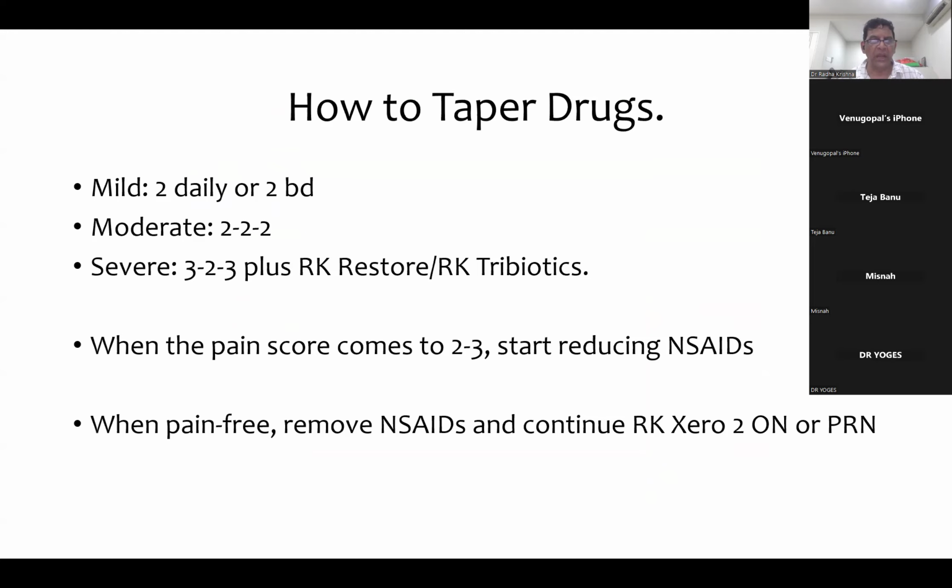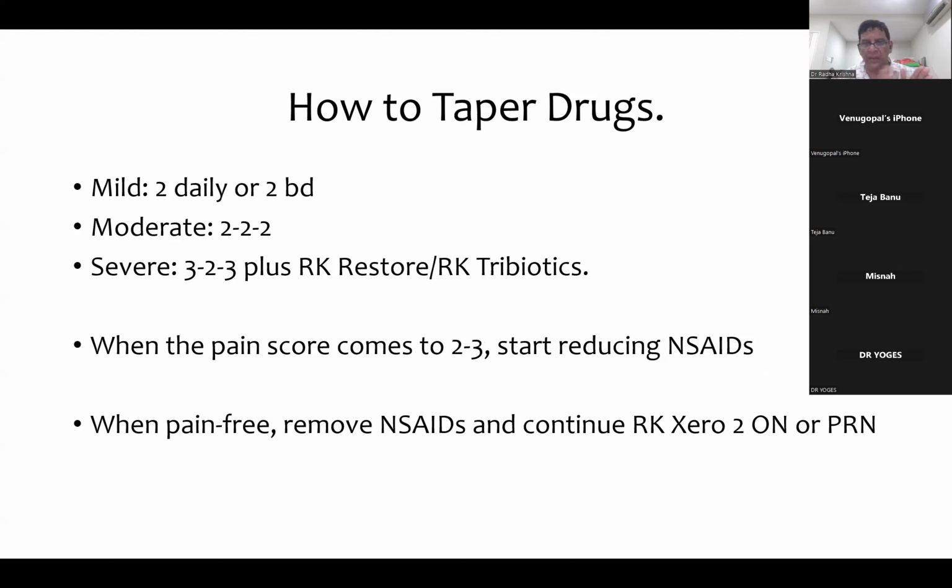So if it's mild, what I do is I'll give either 2 capsules daily or 2 capsules BD. If it's moderate, I give 3 times a day, or sometimes 3 in the night. Why 3 in the night? So they can sleep well. When they wake up, there will not be so much stiffness. But if it's severe, I may start 3 times a day, or 3 in the morning, 2 in the afternoon, 3 in the night, plus RK Restore, because it helps to clear out all the inflammatory markers along with oxidative stress, and Tribiotics to improve their immunity.